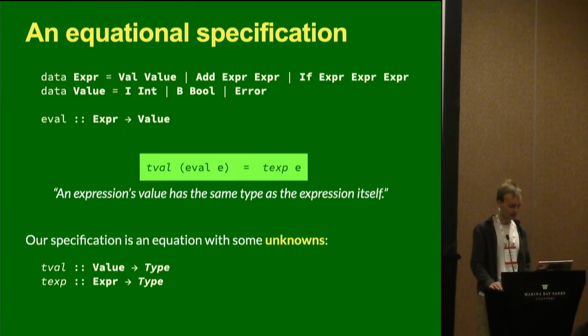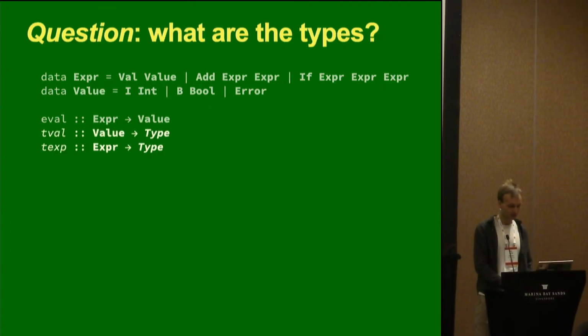And this is an equation with three unknowns. I'm going to have all the unknowns in italics just to make it clear: Tval, texp, which is the type checker, and also the set of types themselves. So that's three unknowns, one equation, which is not necessarily ideal. But actually, we can have a look at two of these to start with. So, right, what are the types?